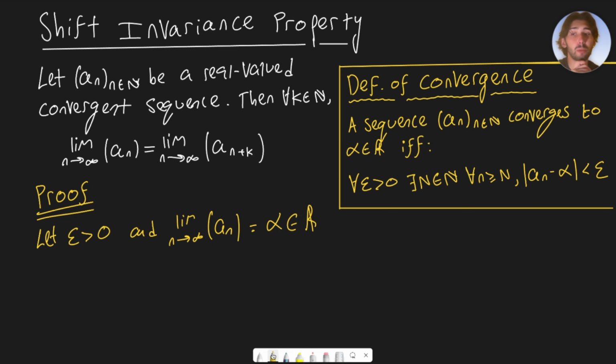So we'll start the proof by just saying let epsilon be greater than 0, which is a standard thing to do, and we'll just define the limit to be alpha. We know it's a convergent sequence because we've already supposed that it is, so we just call it alpha for simplicity so we can refer back to it.